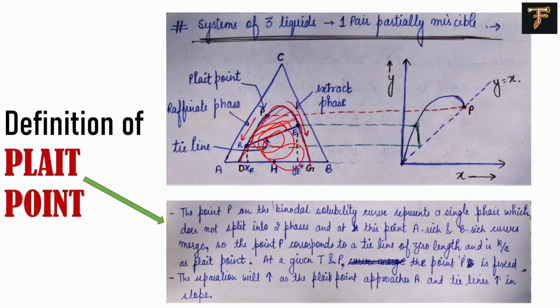And there is one specific point, this P point. This is the point where you will not be able to differentiate between the extract and the raffinate phase. So this is our raffinate phase and the rest of the curve is the extract phase. At some point they will meet, and that point is known as the plait point, where you will not be able to separate the extract phase from the raffinate phase. They will look exactly the same.